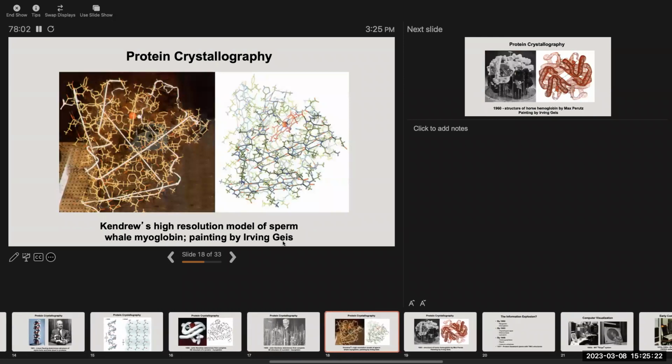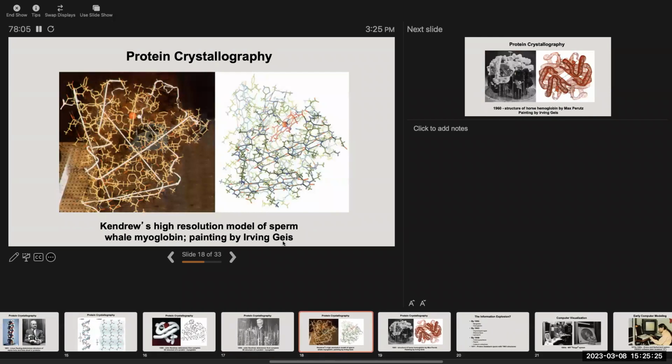Irving Geis was an interesting character. He was originally trained as an architect and ended up doing a lot more work as an illustrator. And he did a lot of work for Scientific American in the late 1950s and the 1960s. He was assigned to do a lot of these paintings of these early 3D structures of molecules. And I believe the painting on the right appeared on the cover of Scientific American in about 1960, shortly after John Kendrew published the structure of his myoglobin protein.